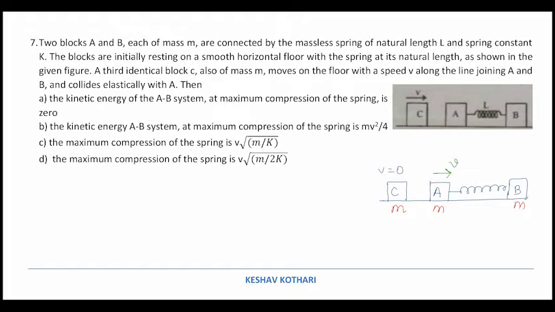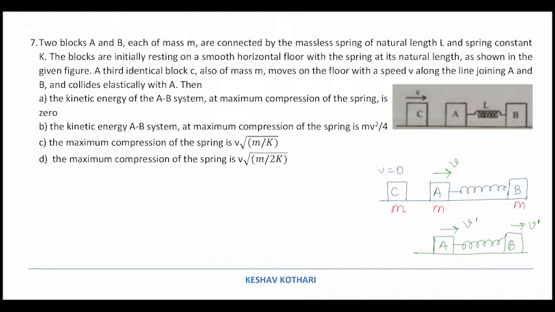The first option is asking us to find the kinetic energy of the AB system at maximum compression of the spring. When the spring will be compressed by the maximum amount, I can redraw that the AB system is going to look like this. A and B will eventually attain the same velocity and will be moving along the same direction, maybe with velocity v dash each. So this is when the spring will have the maximum compression.